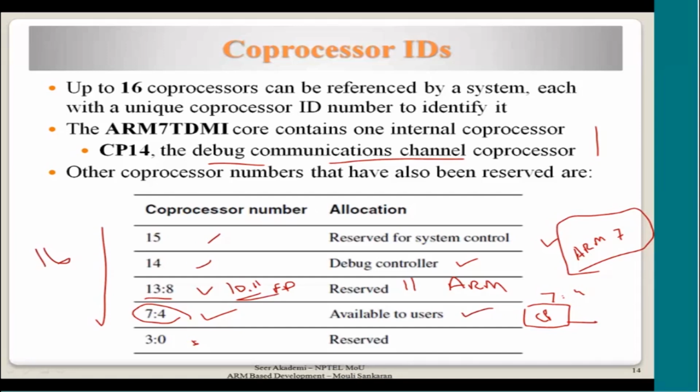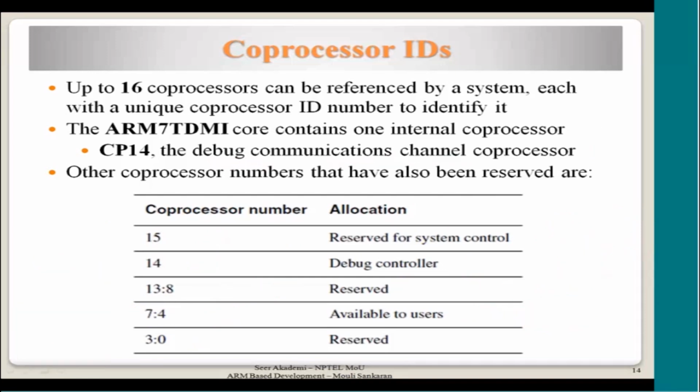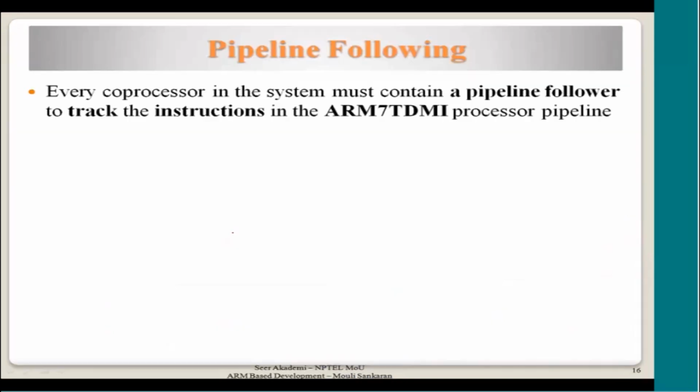So this is debug and this is system control. There is another coprocessor which is called system control. I'll touch upon that at some point later. So these are different IDs which are reserved for different purposes. That's all. This will be mentioned along with the instruction. I will talk about the instruction format in the next session, so you will understand that.